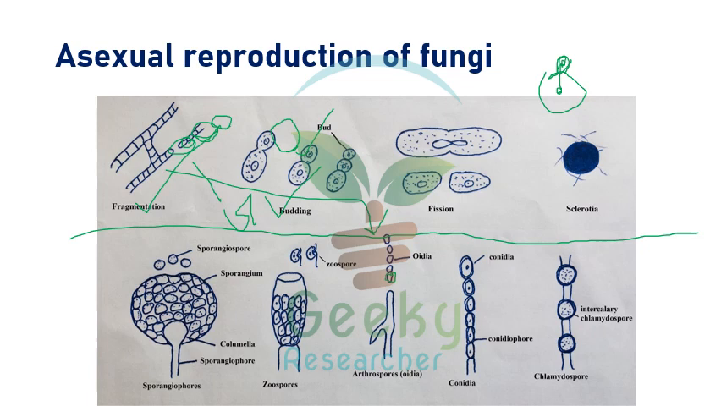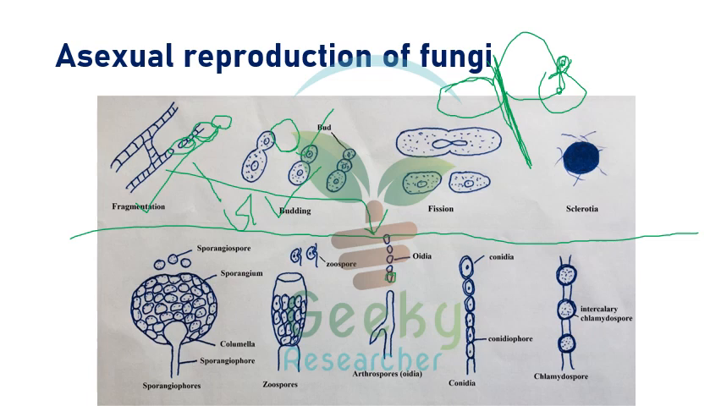Okay, and coming to fission, very simple: the cell is divided equally, forming a constriction in between. I told you already, fission yeast, Schizosaccharomyces. And rhizomorphs also, as I told you, are like small rope-like or thread-like structures that are produced by a few fungi like Armillariella mellea and Ganoderma lucidum.